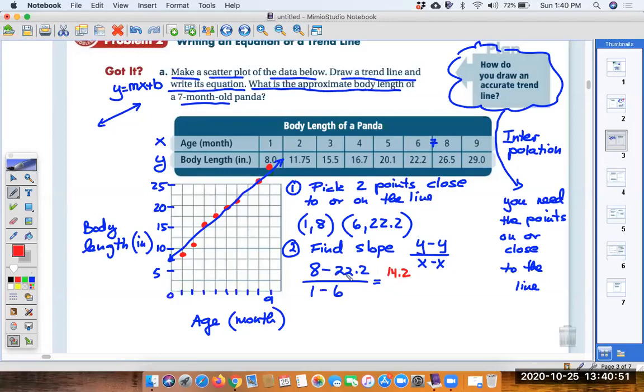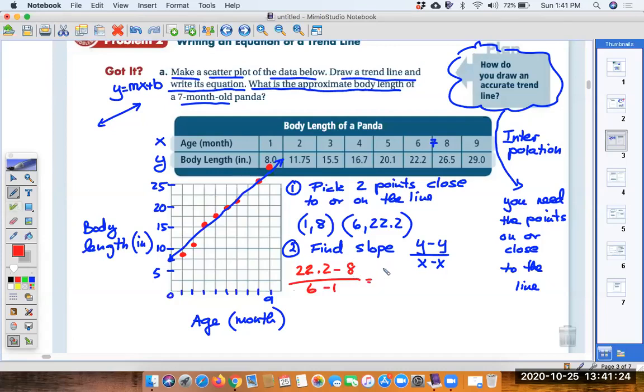Use your calculator. No, I made a mistake. I want to do it the other way around, just to not throw you off, to make it negative. Doesn't matter which way you do it, but let's do it backwards, just so that my numbers are not going to end up negative. 22.2 take away 8, and then 6 take away 1. So if you go backwards, it'll be positive.